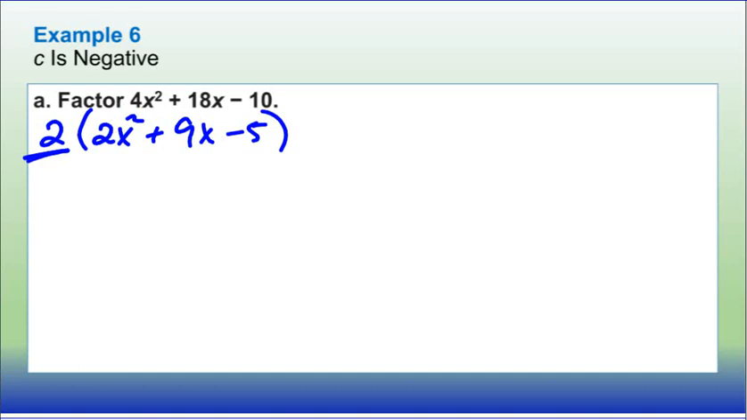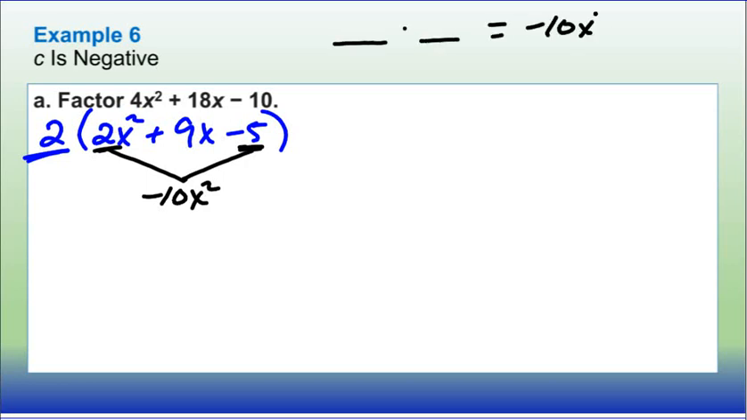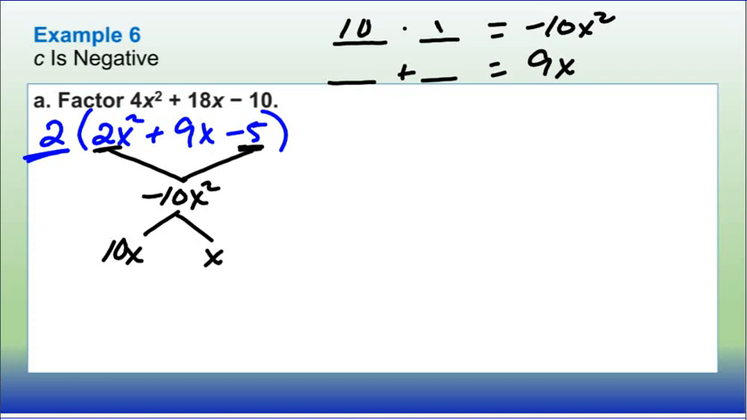Now I'm going to save this 2 for later for my answer. I'm going to use the AC method, where I take my 2x squared and multiply it by negative 5, which gives me negative 10x squared. Now I have to think, what do I multiply to get negative 10x squared, but if I add those same two answers, I get 9x. So I know that I could do 10x times x, and 10x plus a negative 1x is 9x.